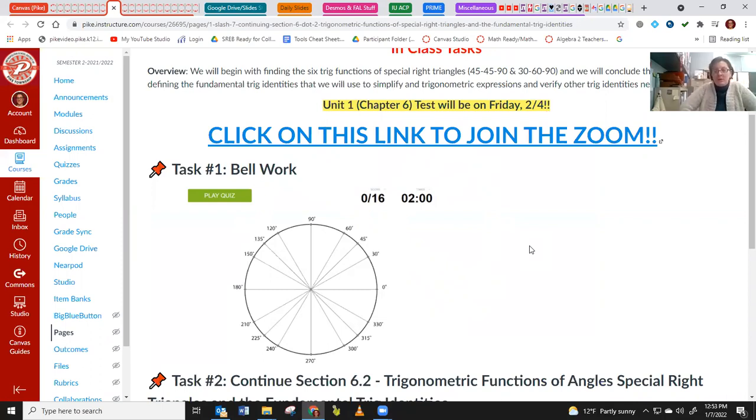When we do the timed in-class quiz over the unit circle, you guys are going to only have about 3 or 4 minutes to fill the whole thing in. So speed is key.